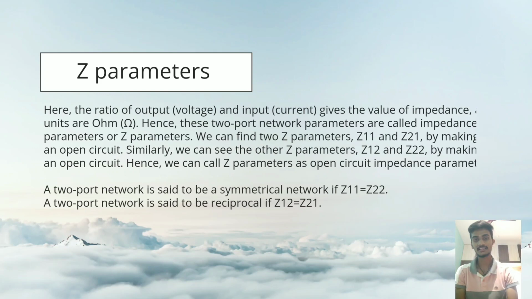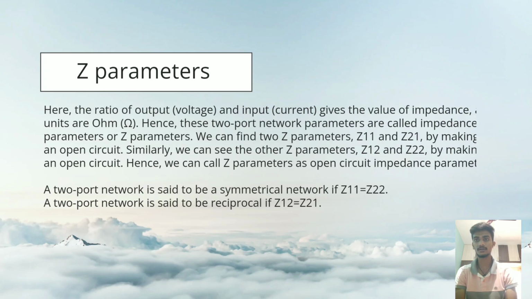Now let us see the main conditions required for Z parameters. Here the ratio of output, meaning voltage, and input, meaning current, gives the values of impedance, and the unit is ohm. Hence the two-port network parameters are also known as impedance parameters or Z parameters.